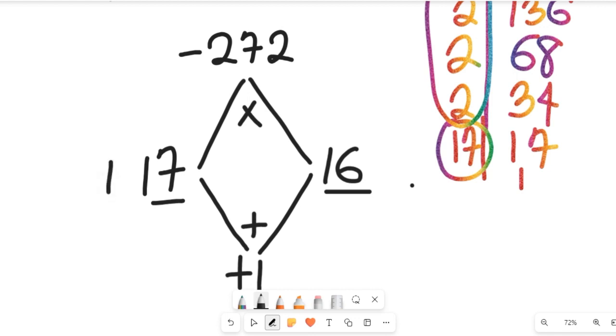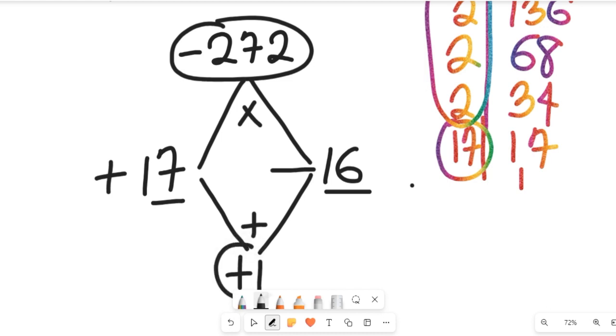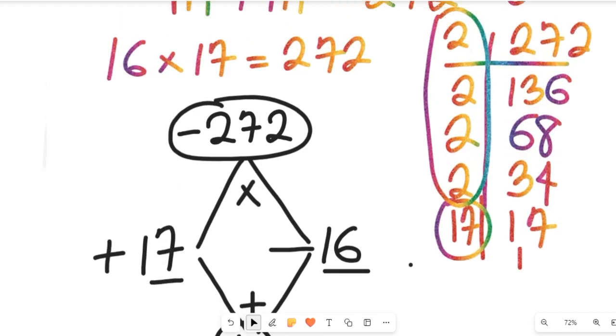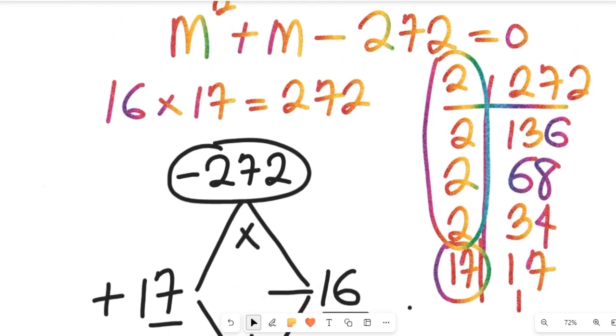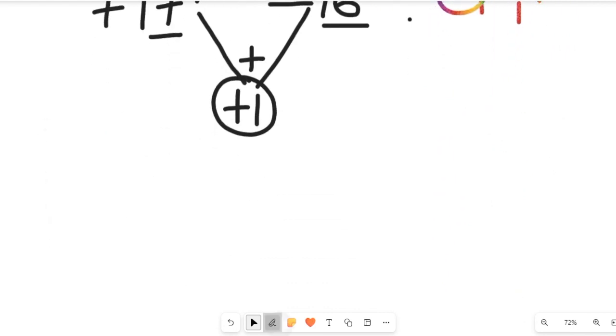If we put a positive sign on 17, because 17 is greater than 16, we are going to have a positive 1, right? And then we'll assign a negative sign to 16. So positive 17 multiplied by negative 16 will give us negative 272, and positive 17 plus negative 16 will give us positive 1. So positive 17 and negative 16 are the two values. We can simply insert them into the quadratic expression.